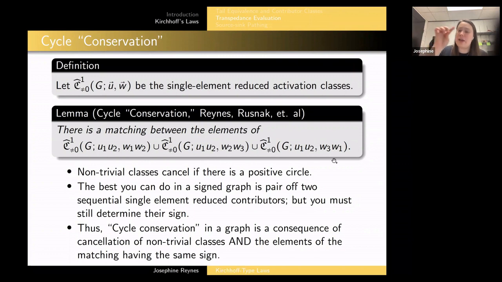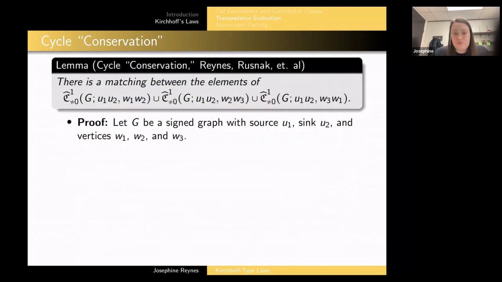So as you go around the cycle, I can match contributors to other contributors. So there's a matching, but there is not necessarily cancellation among their sign. So I know that the non-trivial classes cancel, there's a positive circle. So what this means is the best I can actually do in a signed graph is pair off sequential elements of the reduced contributors, but I'd still have to determine their sign to actually calculate my transpedance values. So cycle conservation in a graph is a consequence of the cancellation of non-trivial classes and the fact that elements have this alternating sign, matching sign property. And this just doesn't happen in a signed graph anymore.